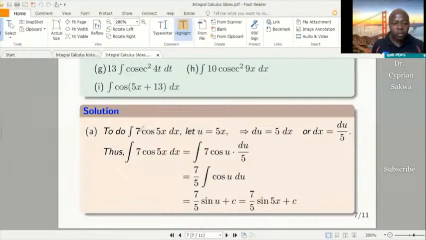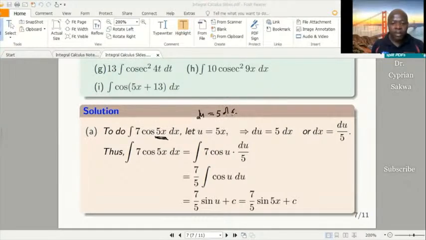So for me to do this integral, I noticed that this is not x, it's something more than x. So what I've done is I've let this be u. So let u be 5x. And then when you let u be 5x, differentiate this, find du dx. When you differentiate this, on the left you'll find du is equal to, on the right you'll find 5 dx.